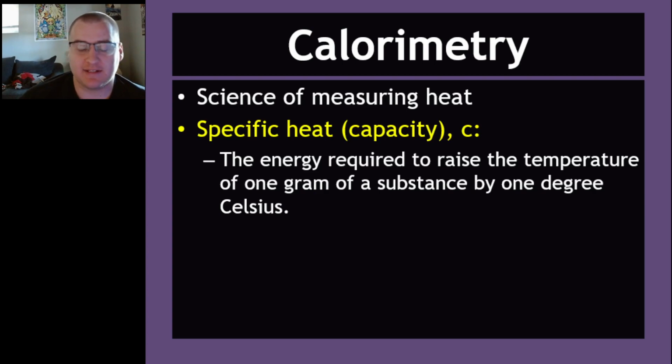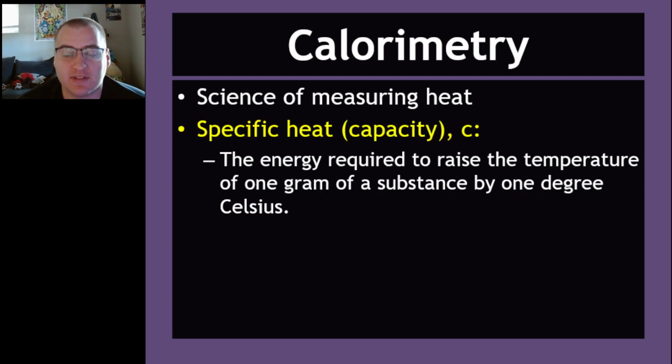All right, our next topic is called calorimetry. It's the science of measuring changes in heat and changes of temperature. Specific heat is a value we're going to use, and it has the symbol little c. The specific heat is basically a substance's resistance to a change in temperature. It's the energy required to raise the temperature of 1 gram of a substance by 1 degree Celsius.